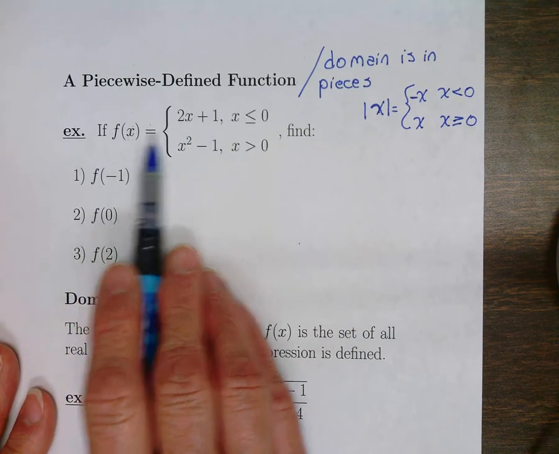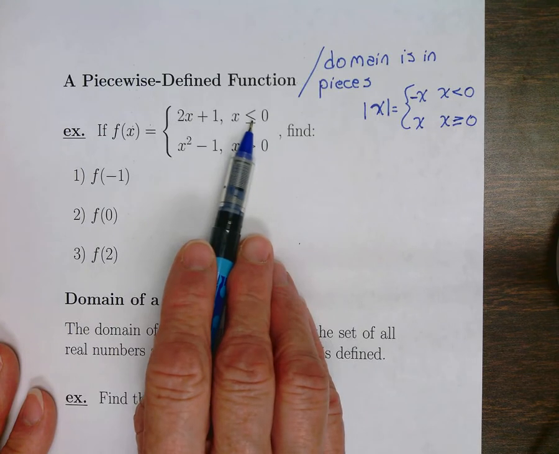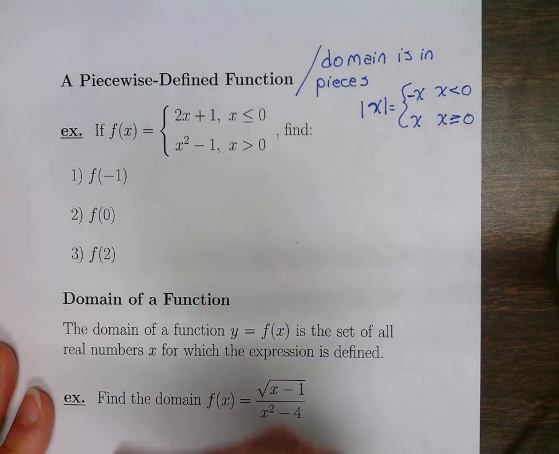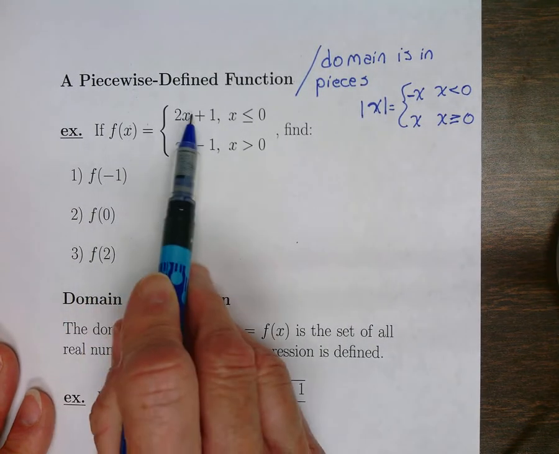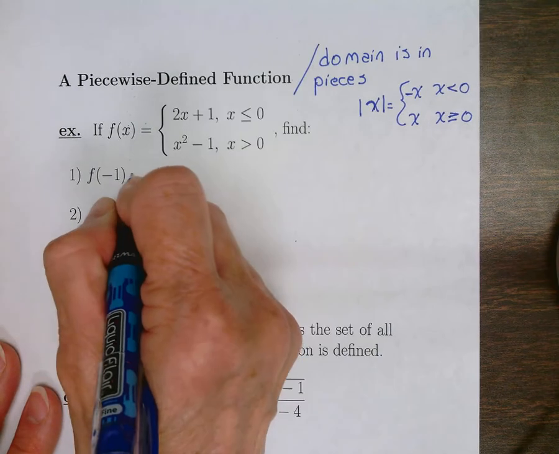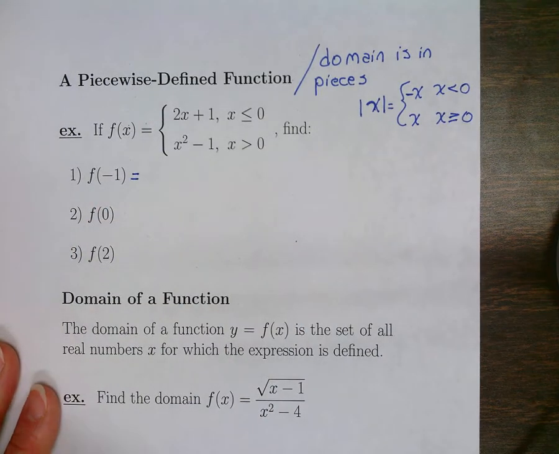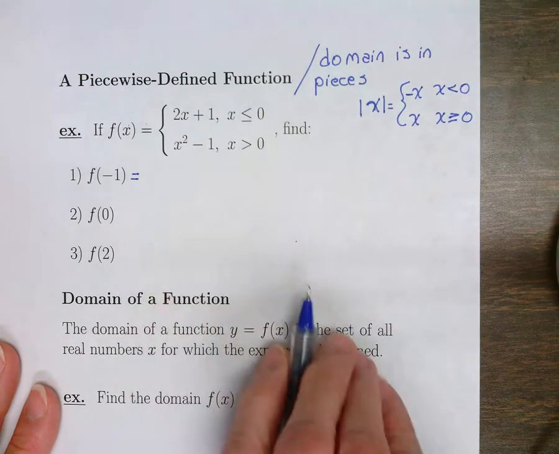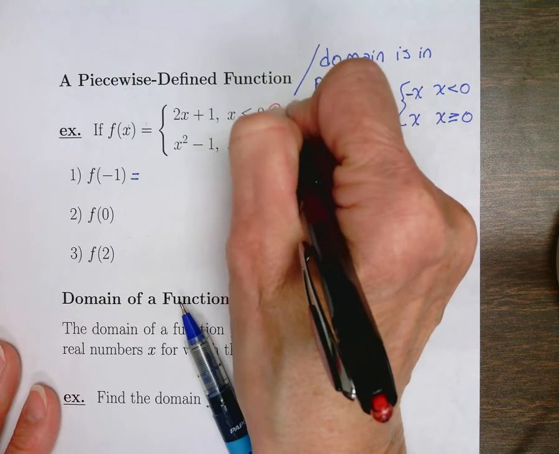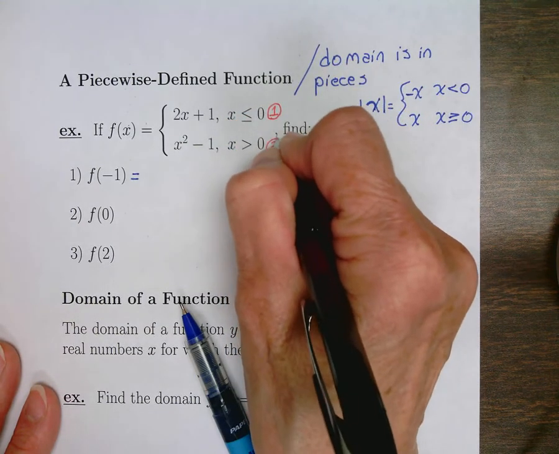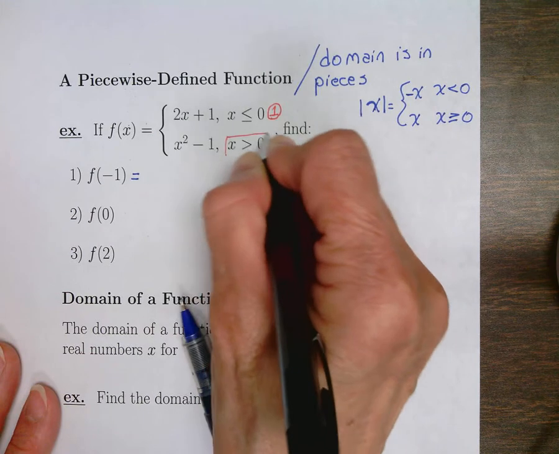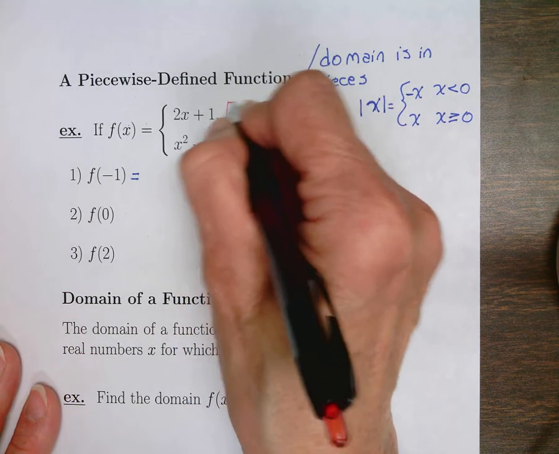So f of x is defined to be one thing if x is less than or equal to 0, and another if x is greater than 0. Is that a function? Yes, because for a given x, I have exactly one way to find f of x. Okay, let's look at some examples. f of -1. First of all, I have to figure out what piece of the function I'm using. I'm going to call this piece 1, where x is less than or equal to 0, and this piece 2, where x is greater than 0.